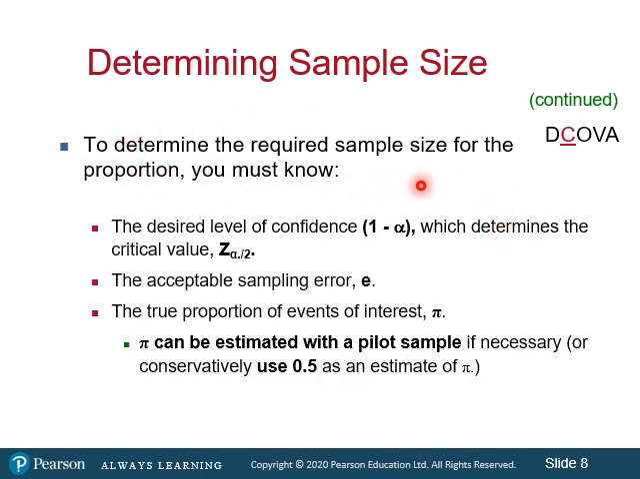To determine the required sample size for proportion, you must know the desired level of confidence, 1 minus alpha, which also determines the critical value of z alpha divided by 2. Then we must know the acceptable sampling error, which is your E, and the true proportion of events of interest, which is the pi. A pi actually can be estimated with a pilot sample if necessary, or conservatively, you can use a pi equals 0.5 as an estimate of pi.